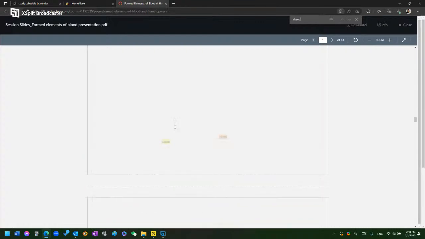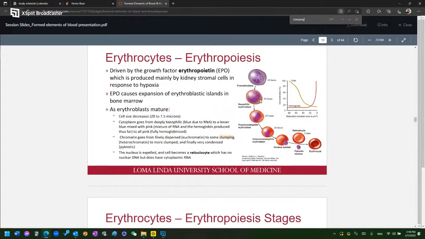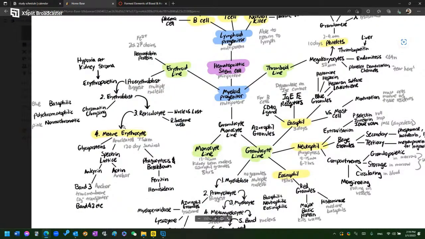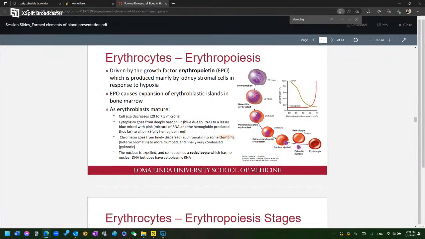We're looking for clumping. So here is an image of our clumping in the proerythroblast. So we have a lot of heterochromatin. So this is when we're starting to change from a normal nucleus to a pycnotic nucleus. So we're starting to get more and more methylation of the DNA, and that's going to create our erythroblast. And even in the erythroblast, there's a few substages, as you can see here. These are all called erythroblast.